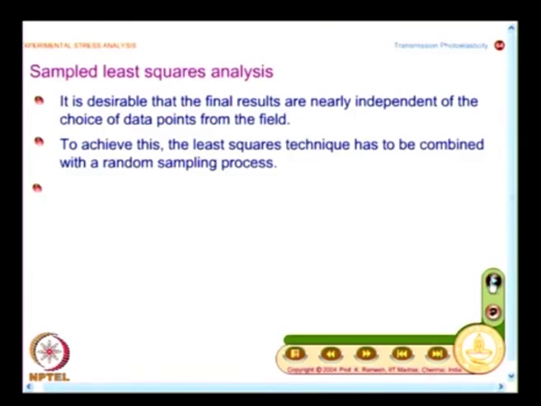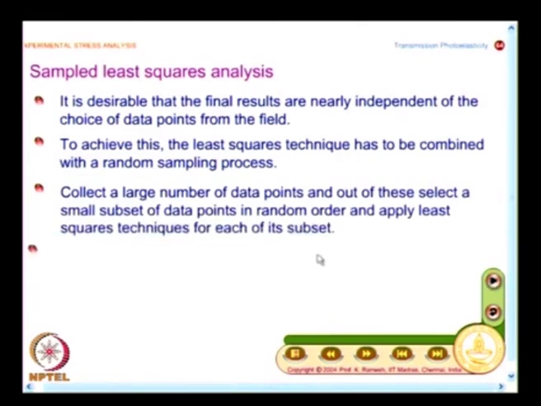And what you basically do is you collect a large number of data points, and out of this select a small subset of data points. You do this in random order and apply least squares techniques for each of its subset. That is how you bring in your randomization. So, you collect large number of data points, from that you take a small subset, and this subset is selected from these master data points randomly.